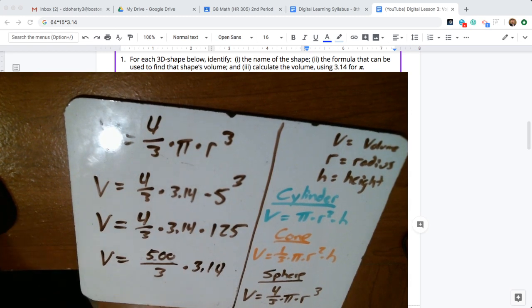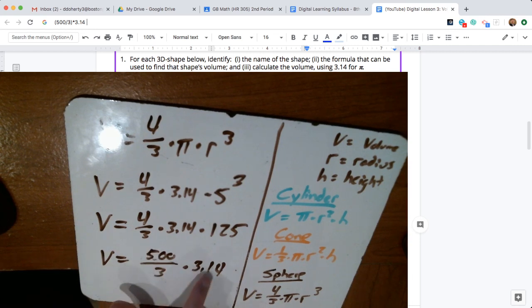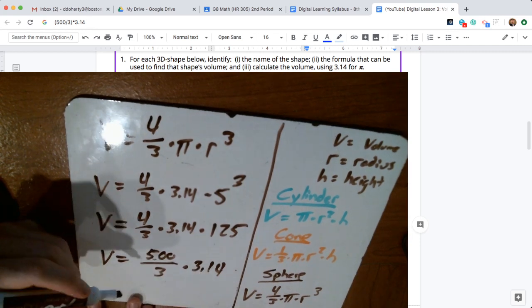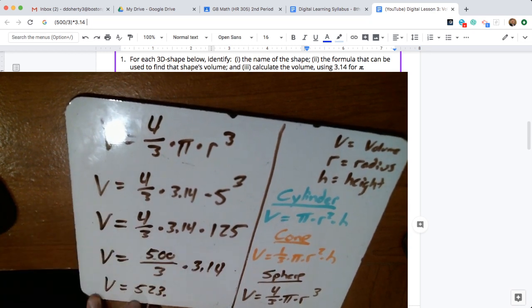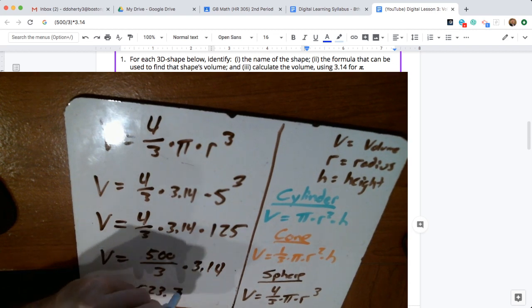At that point I'm going to use a calculator. I'm going to take 500 divided by 3, and I'm going to be careful to use parentheses here. After I do 500 divided by 3, I want to multiply by 3.14. When I do that, we get something just a little bit bigger than 500, since we divide by 3 and multiply by a little more than 3. We get 523.3, and now that 3 is repeating the rest of the way.